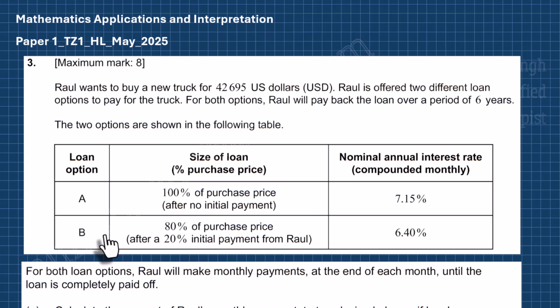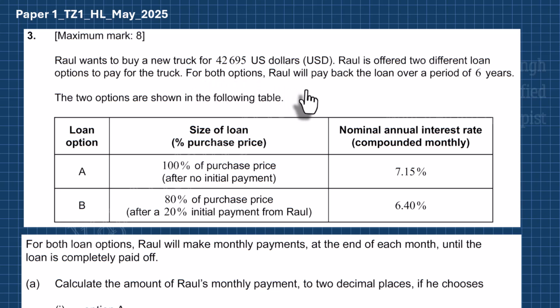Whereas in loan option B, he is being provided with 80% of the purchase price, and he has to make a 20% initial down payment, 20% of 42,695, and the interest rate is 6.40, which is also compounded monthly. For both the options, Rahul will pay back the loan over a period of 6 years.